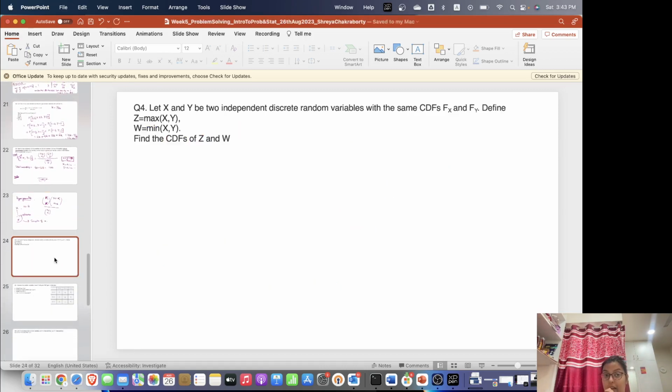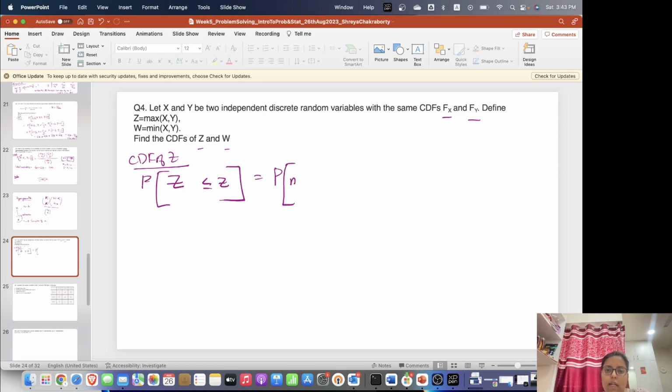Okay, so let's move on to the next one. Let X and Y be two independent discrete random variables with the CDFs F_X and F_Y. Let's define Z equal to the maximum of X and Y, and W equal to the minimum of X and Y. How can we write the CDFs of Z and W? So the CDF of Z is the probability that Z is less than or equal to small z, that is, the probability that the maximum of X and Y is less than or equal to small z.